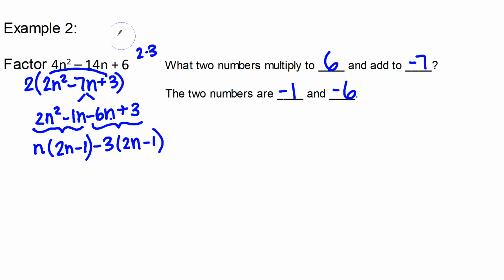So the parenthesis that repeats, that's one of my factors. The stuff we pulled out gives me my other factor. And then lastly, don't forget that 2 we already pulled out in the beginning. That does have to stay as part of the factorization. And then that is our final answer.